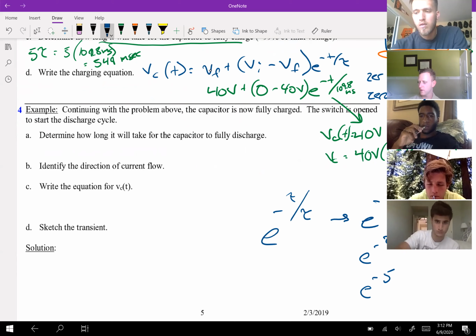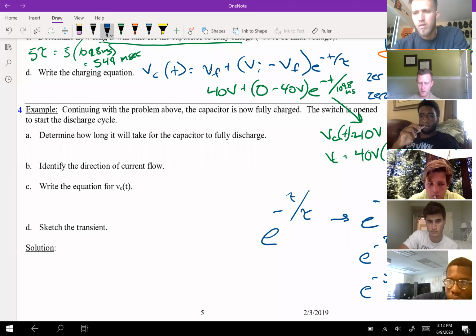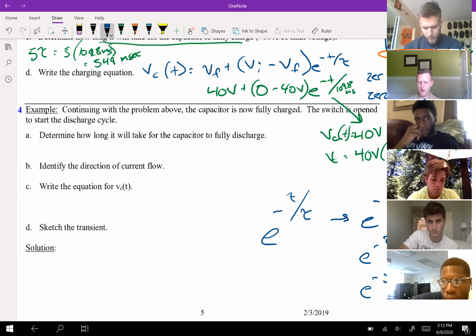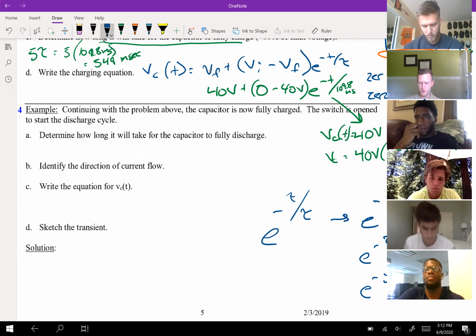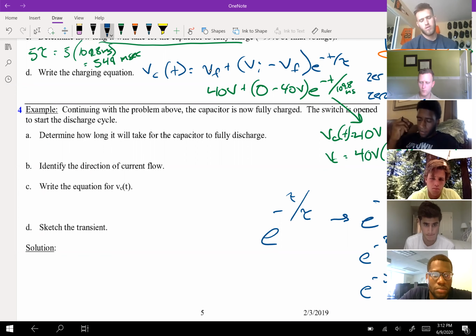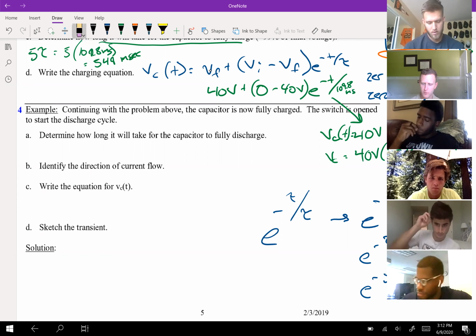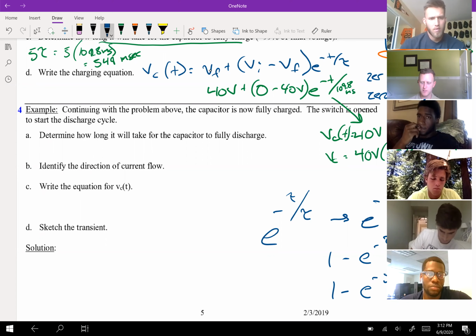E to the negative 5, I just type it on my calculator and it'll say e to the negative 5 gives me 99, or let me say this another way. Right here, 1 minus e to that. 1 minus e to the negative 5 gives me 99.3%. And so it always is true. 1 minus e to the whatever gives me 99.3. So it gets me 99.3% of the way there.